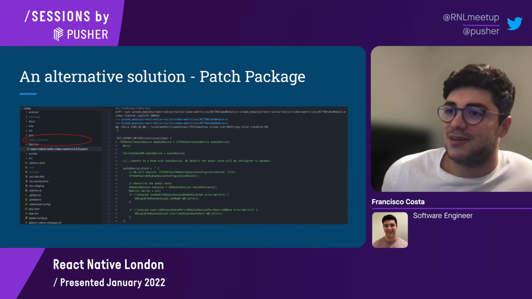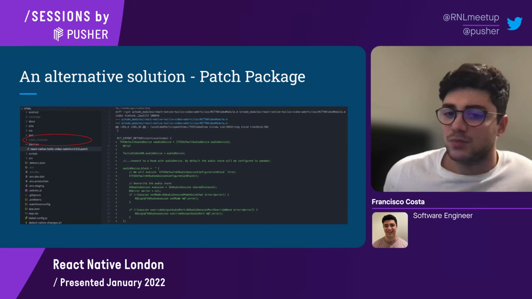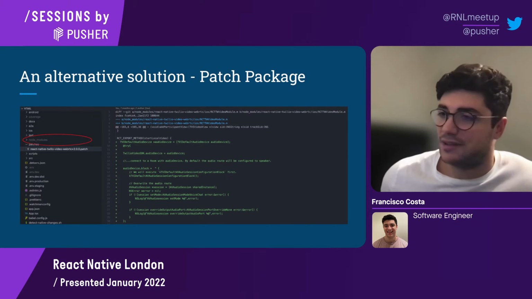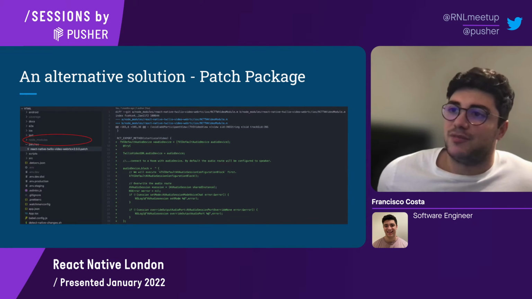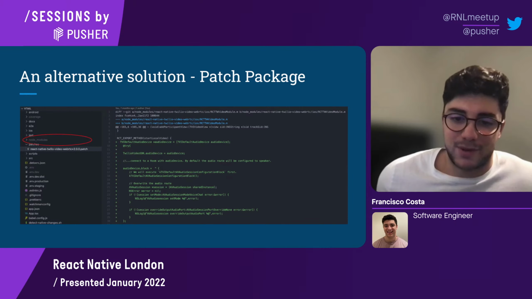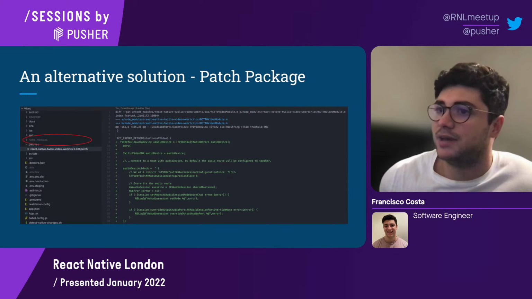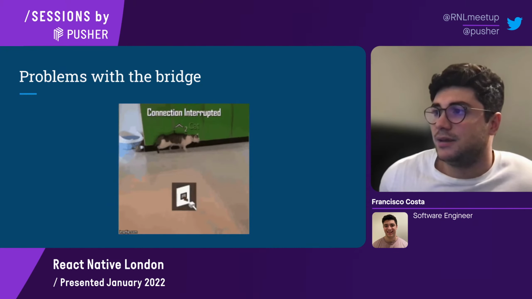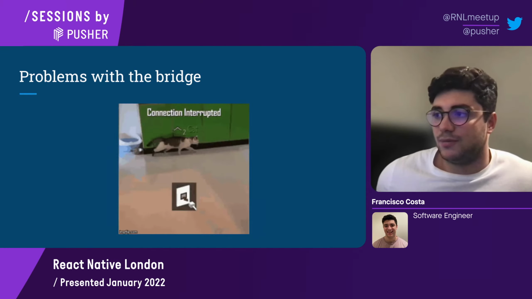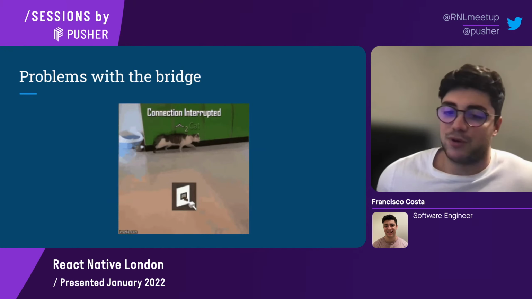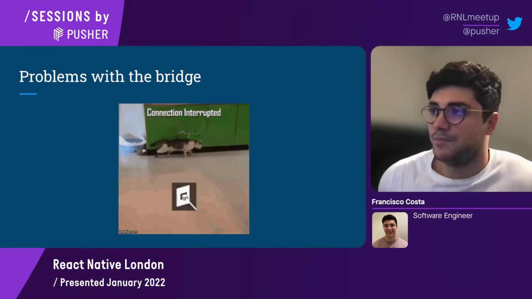Cool. So now that we know the two ways of injecting native code into your app and writing your own native code, I want to go over some of the problems that people usually have with React Native. The main one is the lag. Most people complain about the way React Native works and how the bridge works, that it's very laggy.